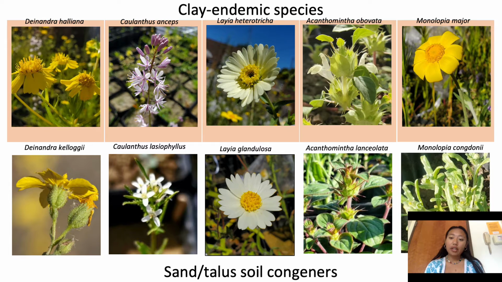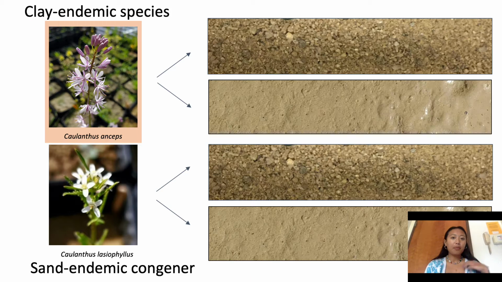For the third greenhouse study, there were 5 congener pairs that included sister species, where one of the species in the pair is endemic to our Vertic clay soils, while the other is closely related but endemic to either sand or talus. Clay has fine particles, while sand and talus have much larger particles. Each of these species were planted in the soil they are endemic to, as well as their congener's native soil. So, for example, Calycadenia anceps is endemic to clay, and Calycadenia laciophilus is endemic to sand. So both species were grown in both clay and sand to see the effect of soil texture.